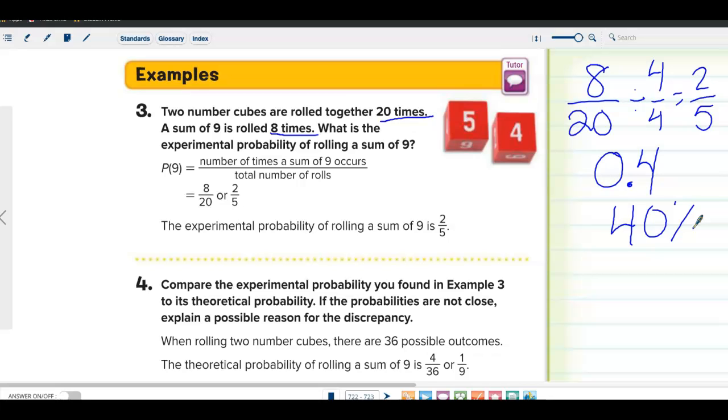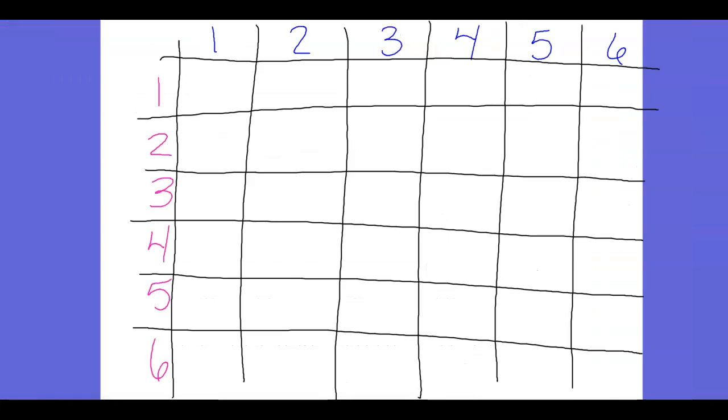Okay. Going over to question 4, it says to compare the experimental probability that we already found to its theoretical probability. And if it's not close, we have to explain a possible reason for discrepancy. Discrepancy means why are they different, okay? So I started to draw a table for you guys. So this would be my options in blue are dice 1. My options for dice 2 are pink. Is that correct? Yes.